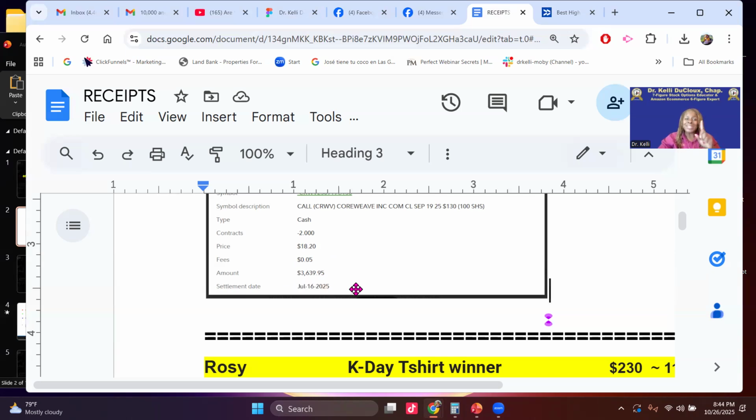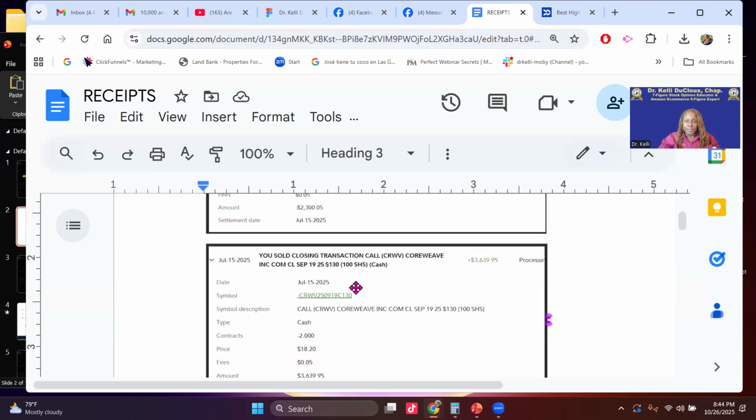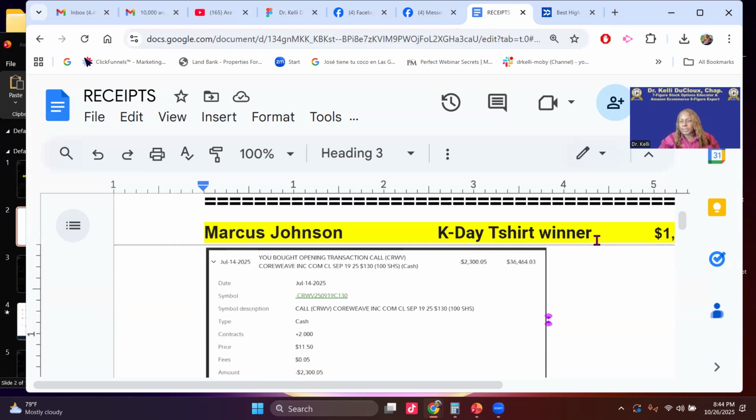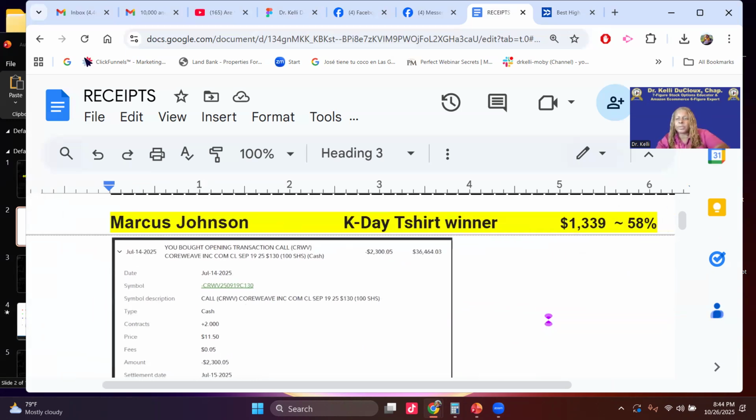So that's one day. And that means he has a profit of, it looks like it got taken out. Let me move that up. There you go. $1,339, which is a 58% return. This is what I teach my clients to do. Like I said, usually in about 30 days or less. We just saw he did it in one day.